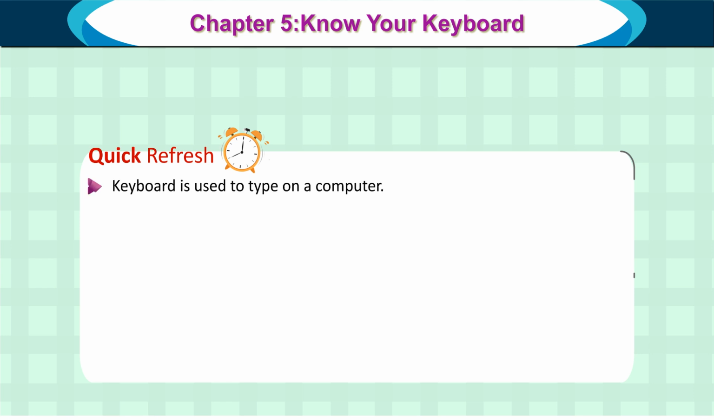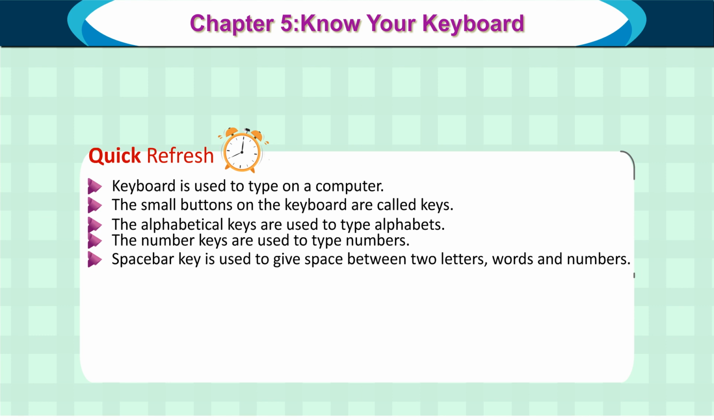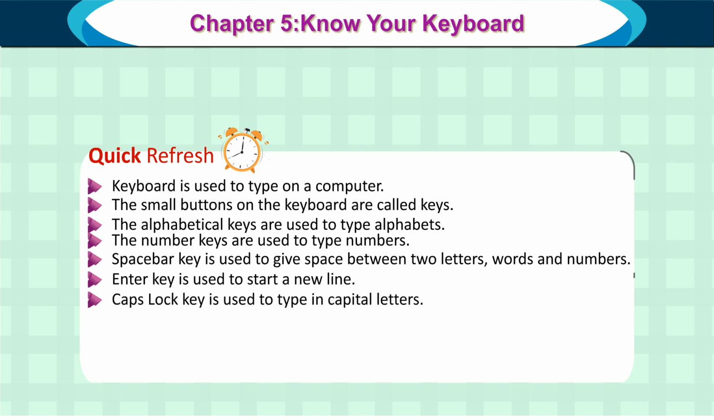Quick refresh. Keyboard is used to type on a computer. The small buttons on the keyboard are called keys. The alphabetical keys are used to type alphabets. The number keys are used to type numbers. Spacebar key is used to give space between two letters, words and numbers. Enter key is used to start a new line. Caps Lock key is used to type in capital letters.